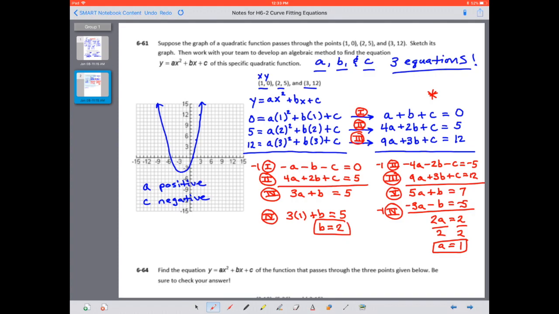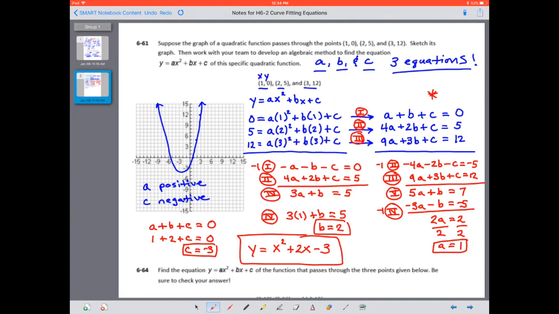Then last step, plug them both in to one of the original equations to solve for c. So we're going to say here, let's plug it into a plus b plus c equals 0. So 1 plus 2 plus c equals 0. So c equals negative 3. Final step here, before checking it, would be to write it out. Y equals, now instead of writing 1x squared, okay, we can write x squared. We know the coefficient is 1, plus 2x minus 3.